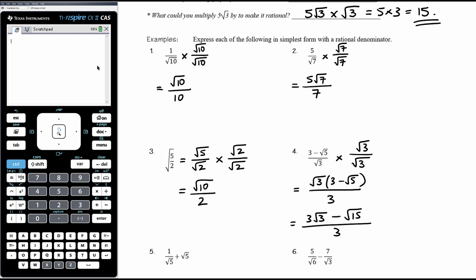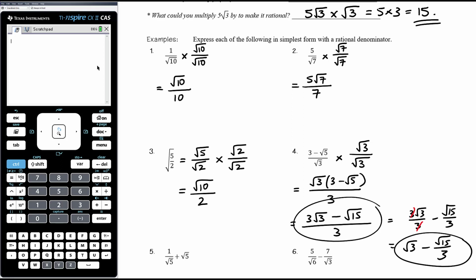You can split this up. Please be careful about this. They don't cancel. If you really want to, you could write this as 3 root 3 on 3 minus root 15 on 3, and then in this fraction only, the 3's cancel. So it's the same as root 3 minus root 15 over 3. Okay, that is the same as that. Both are just as simple as each other.